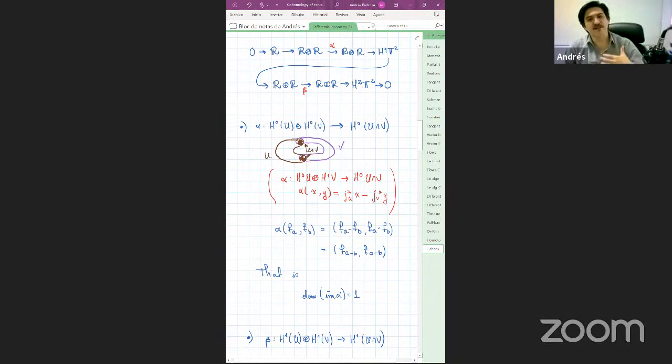But instead of having a locally constant function or a constant function, I have a one form on U, a one form on V. The definition of this map is the same. The differential form on U is restricted to the small open set U intersection V. And then we have to subtract. Okay?